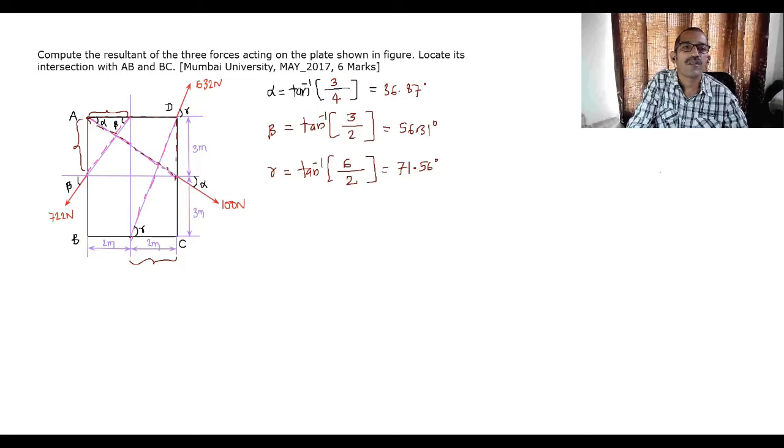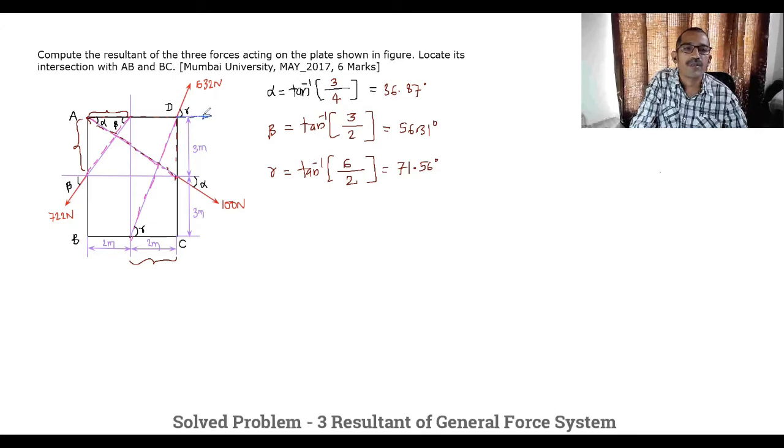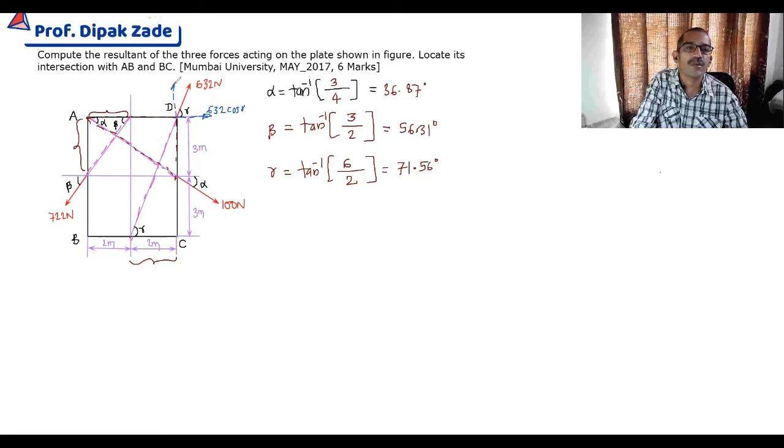Now the next step is what? We'll resolve these forces. For 632, if we resolve, the horizontal component will be rightward. This will be 632 cos gamma, since the angle is with the horizontal, so cos. The vertical component will be upward. This will be how much?